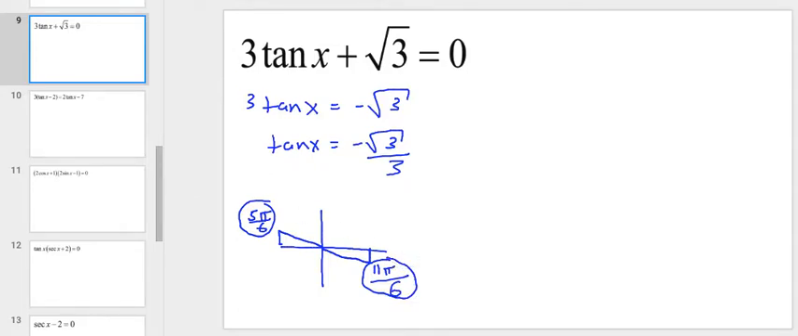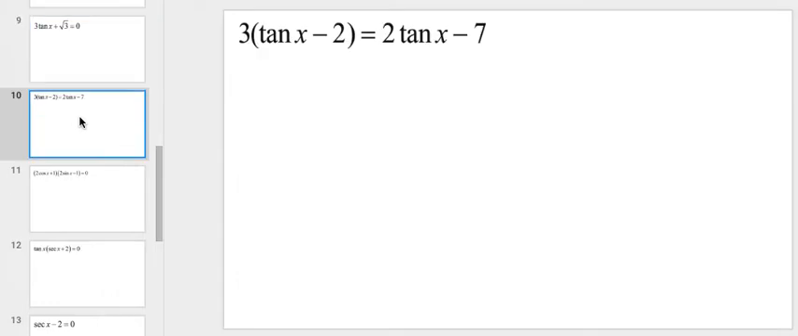Alright, so for number 10, we've got this problem. 3 tan x minus 2 equals 2 tan x minus 7. It looks a little messy, so it looks like a good place to distribute on the left first. I think that would give us 3 tan x minus 6 equals 2 tan x minus 7. If we were to subtract this 2 tan x to the left, you'll have just 1 tan x. And if you add this 6 to the right, we'll get a negative 1.